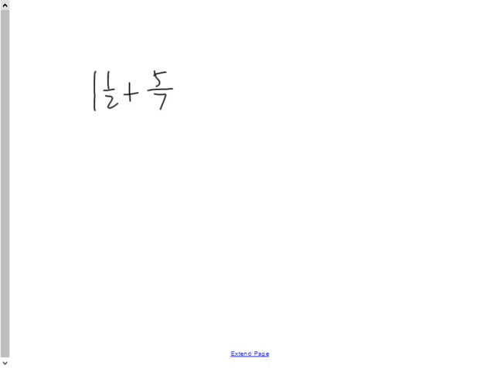Question, whatever it is: 1.5 plus 5/7. Now there's two ways to do it. Obviously, you can add your whole numbers together and add your fractional parts together. That will work. So you could take 1 and put it down here and then take your half plus 5/7. You could do that. That works.